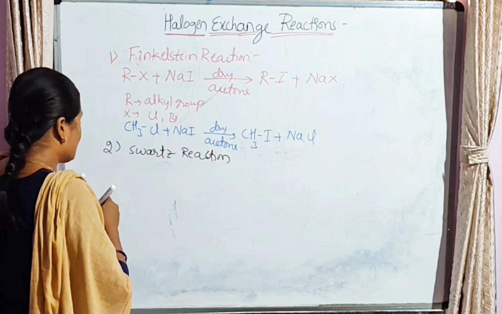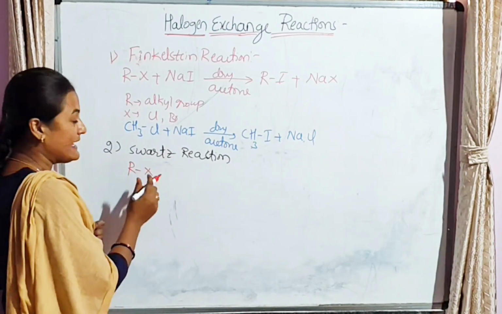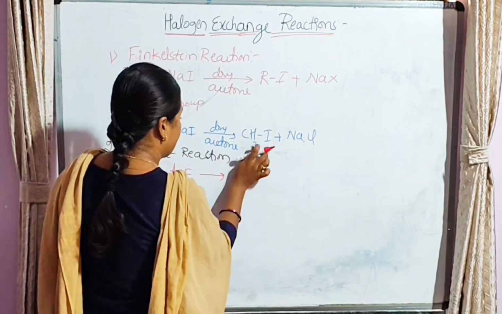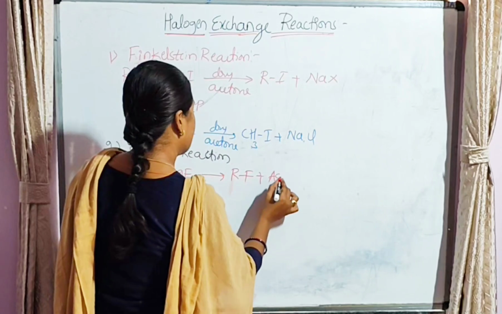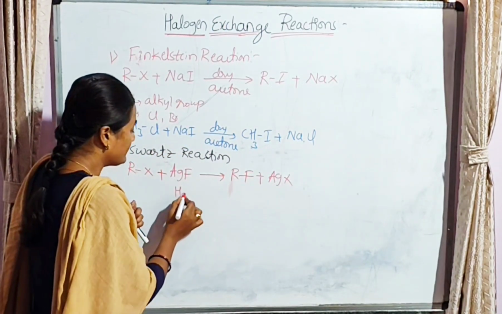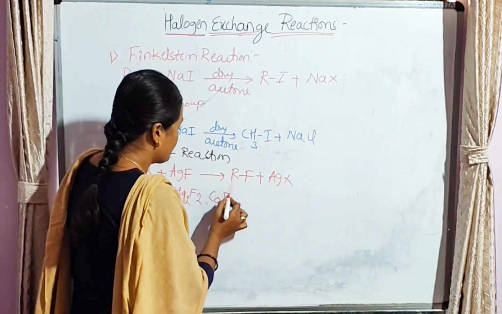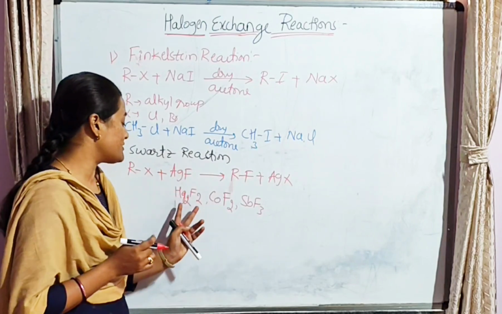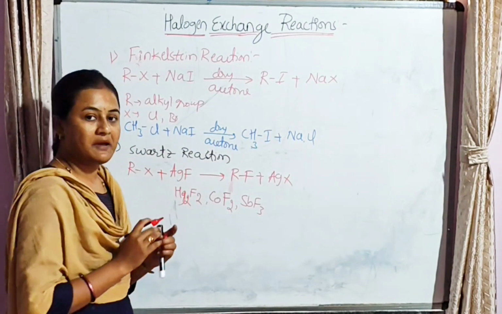I'll write the reaction. Swarts reaction, the general reaction: alkyl halide reacts with silver fluoride. It will give alkyl fluoride and silver halide. In place of silver fluoride, we can also take mercurous fluoride Hg2F2, cobalt fluoride, and antimony fluoride, but AgF is familiar.